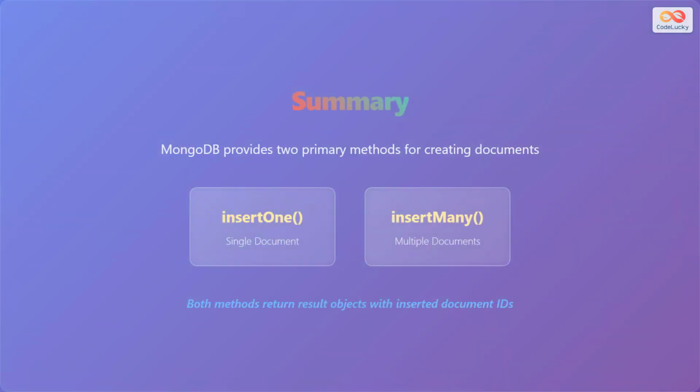In summary, MongoDB provides two primary methods for creating documents: insertOne, which inserts a single document, and insertMany, which inserts multiple documents. Both methods return result objects with the IDs of the inserted documents.